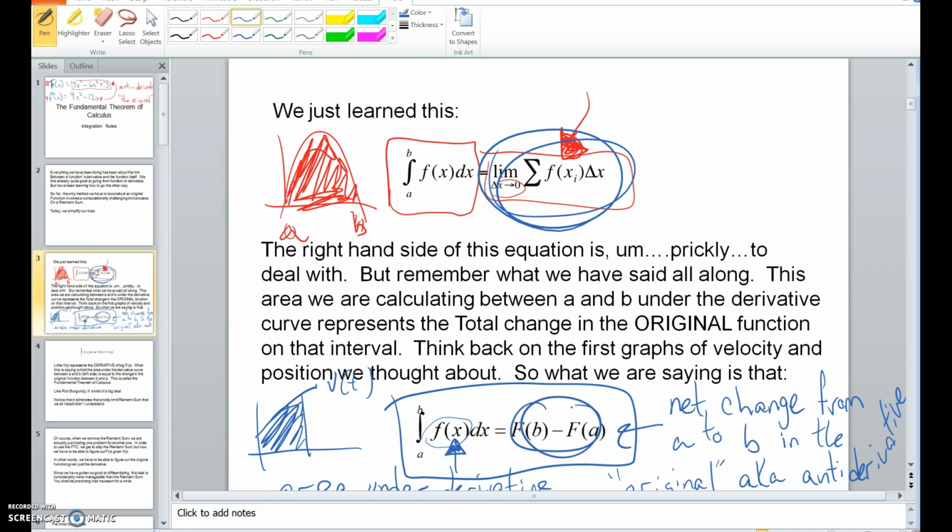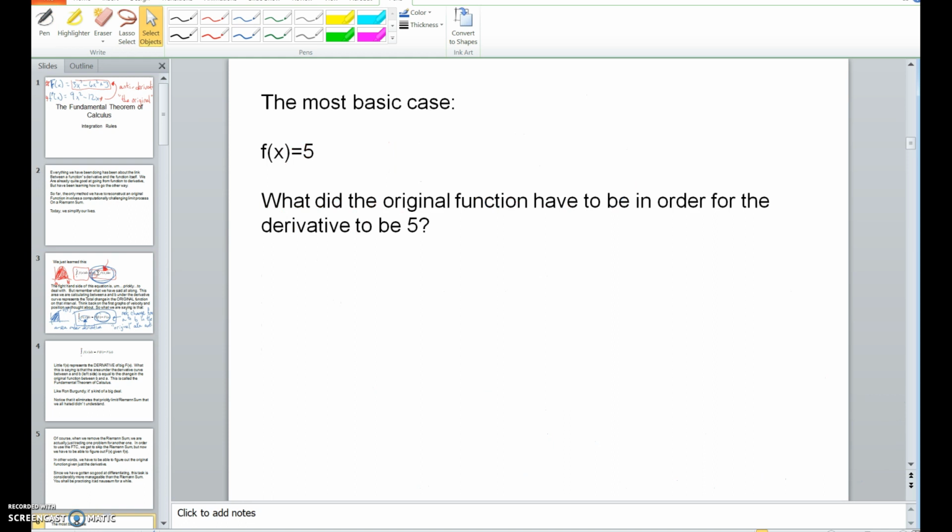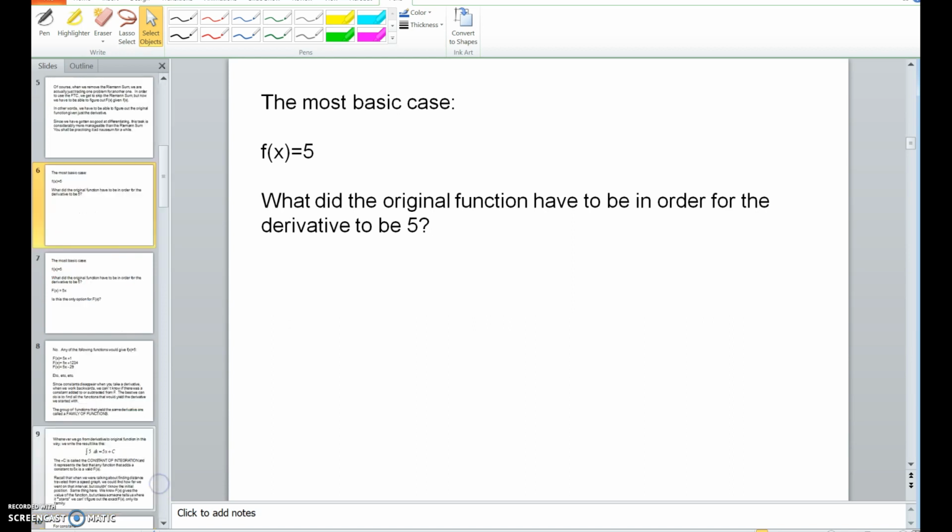So let's start looking at some really basic examples. Let's say that the function that we are trying to find the antiderivative of is just f of x equals 5. What is the antiderivative of 5? You need to think of what function I took the derivative of that gave me 5. I'll let you think about that for a second. One answer to this is 5x.